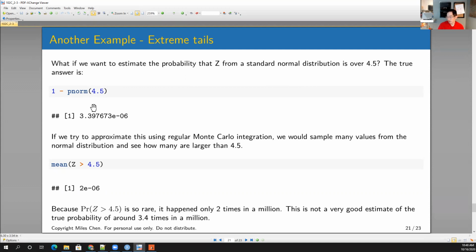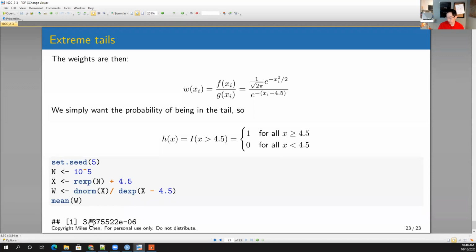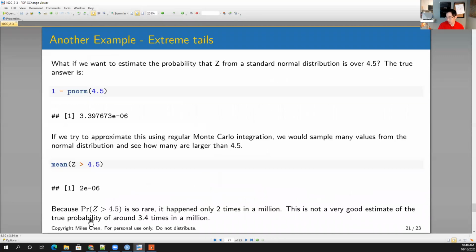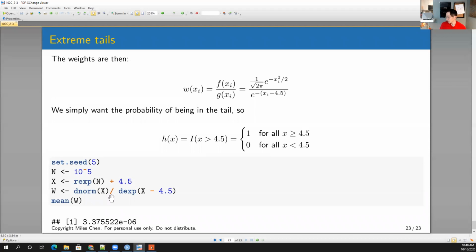So this is a lot more accurate. My estimate here is more accurate than just trying to generate values from the normal distribution and seeing how often we get values greater than 4.5.